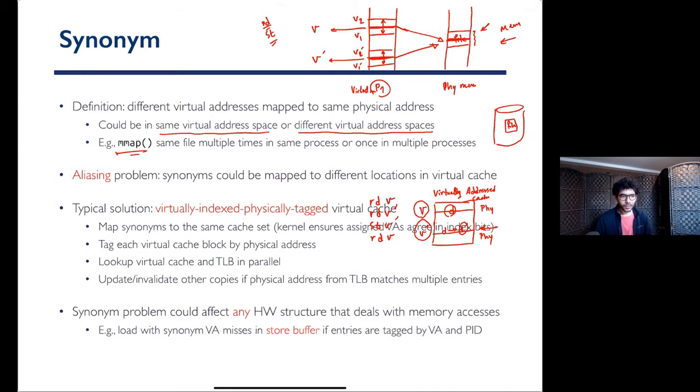Now, the problem of aliasing happens not just with virtually addressed caches. It actually happens with any hardware storage that uses virtual addresses. One example of such a data structure is the store buffer. The store buffer in x86 uses virtual addresses, and the problem of aliasing happens there as well. So in that case, you also need to tag with the physical address.